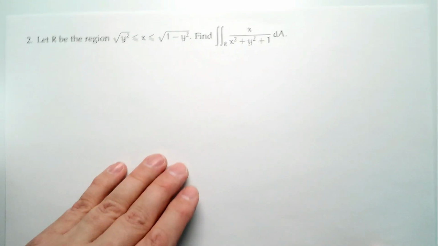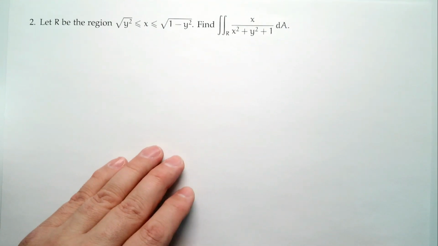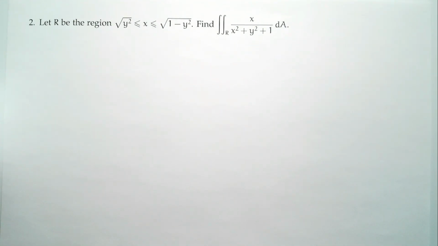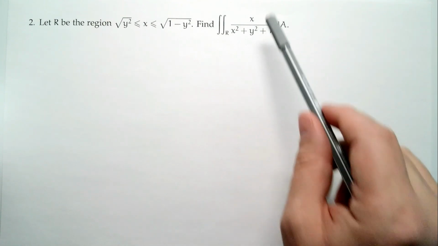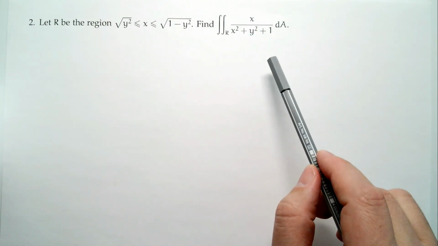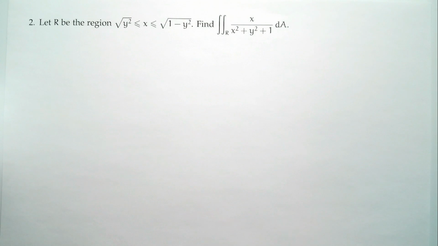Number 2. Let R be the region square root of y squared less than or equal to x, less than or equal to the square root of 1 minus y squared. Find the integral over this region of x over x squared plus y squared plus 1 dA. Okay, well, let's see if we can't figure out what this region looks like.